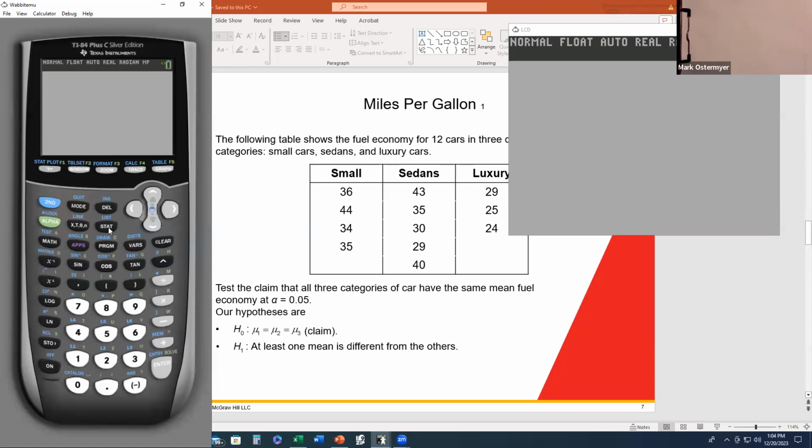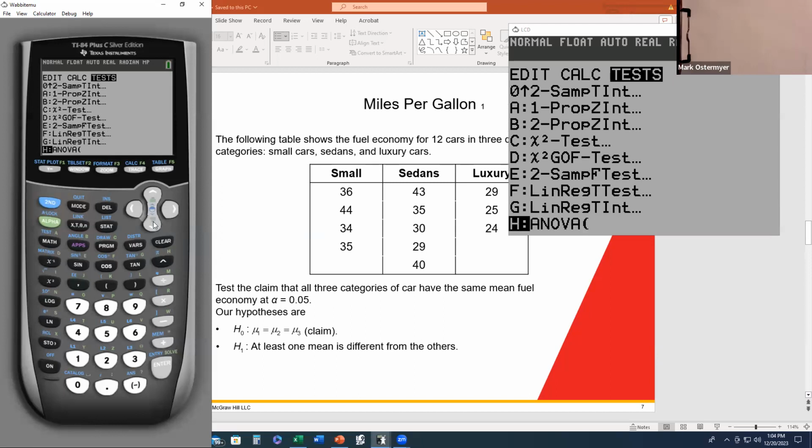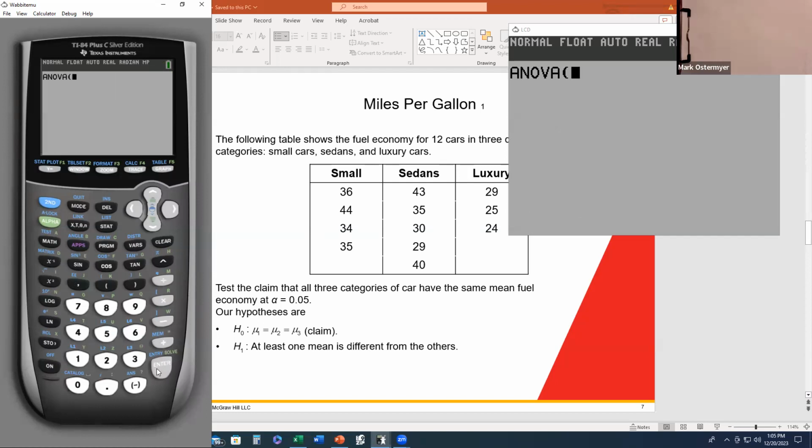Now we go to Stat, Tests, and we scroll down until we run into a wonderful function called the ANOVA function, Analysis of Variance. Do all of our calculators have this available? I believe all the 84s do have this. Even my TI-83, which is a step-down dinosaur from this calculator, has the ANOVA function. Let's hit enter to activate it.